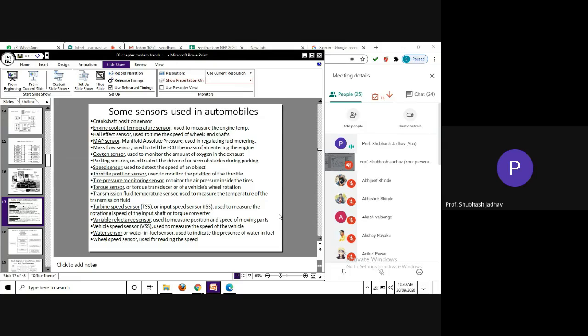Okay, so here are some of the sensors. Crankshaft position sensor. What is this crankshaft position sensor? It is a sensor which tells the ECU at what position the crankshaft is rotating. By knowing the crankshaft position, the ECU can decide in which cylinder the ignition is going to take place, or rather, in which cylinder the compression is going to end and ignition has to happen.